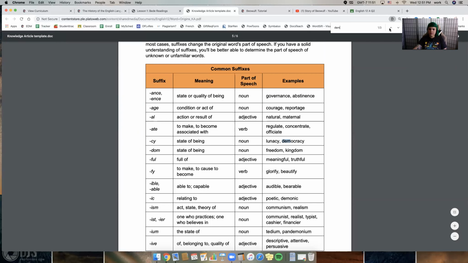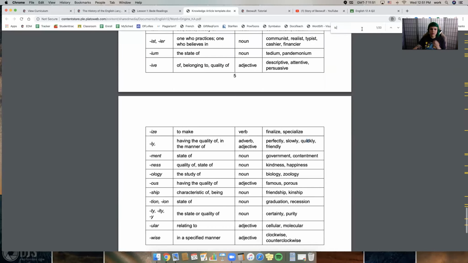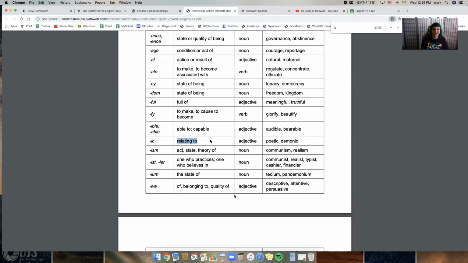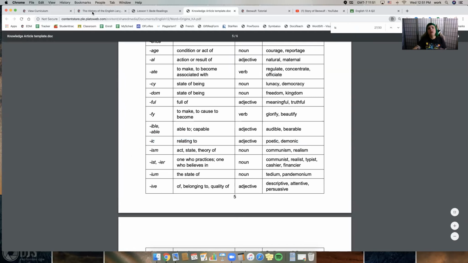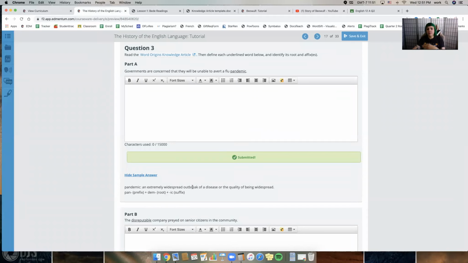Let's get it. Here we go. Relating to all. Okay, so pandemic, and then dem, I don't know why it's not in here, is people. So pandemic, relating to all people. A flu pandemic means like tons and tons and tons of people got it. So that's what you're doing, is you're finding that out. So if you look, you'll see pandemic, an extremely widespread outbreak of disease.